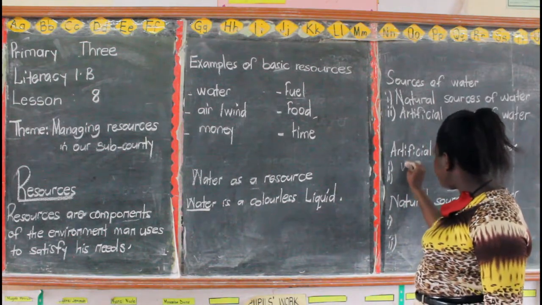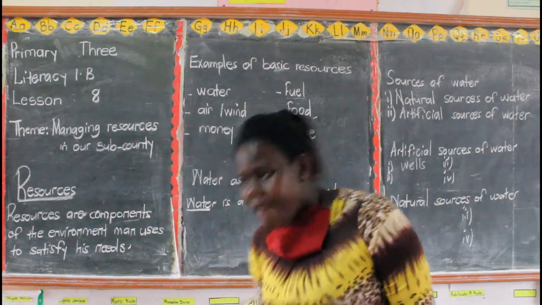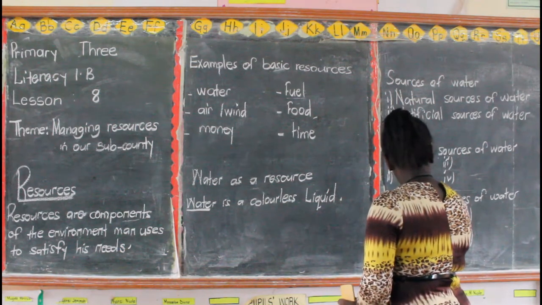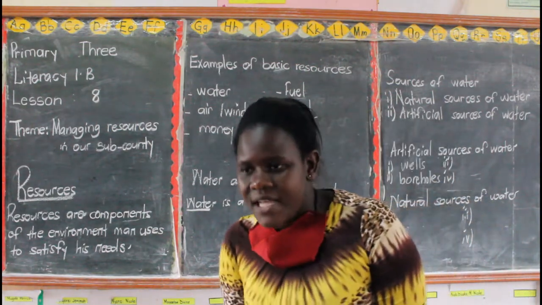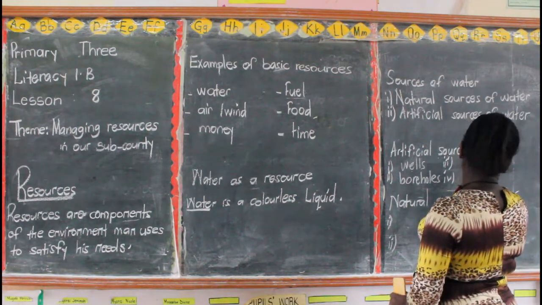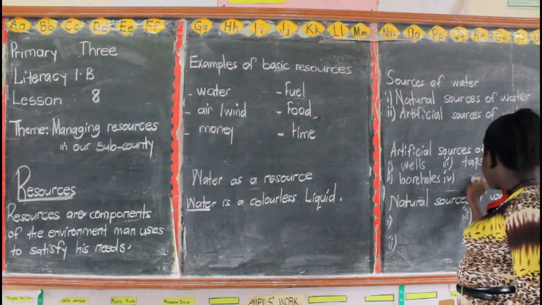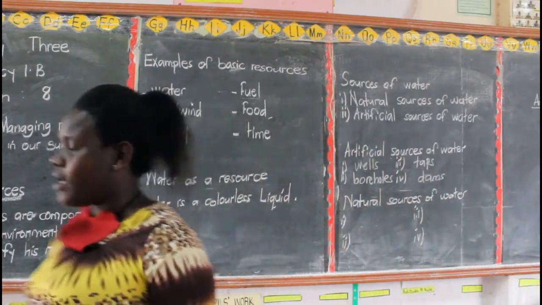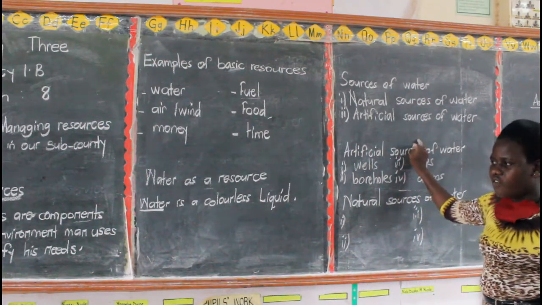One, we have wells. Can you also give me another one? Very good. We have boreholes. Another one, who's giving us? Very good. We have taps. Very good. Then we have another one as in dams. Very good. Good children, good teacher. Wonderful. So these are examples of the artificial sources of water.